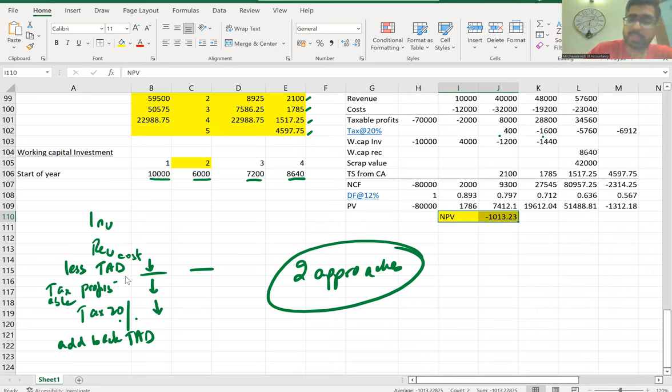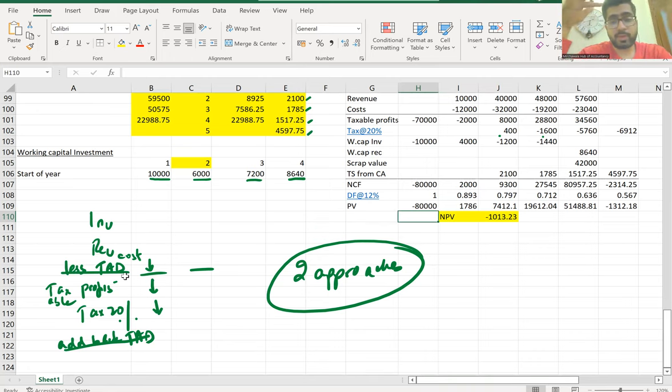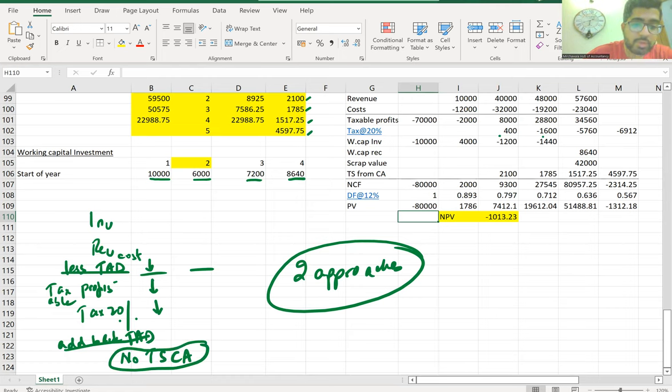But since depreciation is a non-cash item, it shouldn't come into NPV calculations. So to remove this impact, you add it back. But your objective was already achieved because tax fell. The tax benefit was there because once you deducted TAD, taxable profits went down and tax went down. And to remove the effect of TAD, you added back TAD. In this format, you don't show tax savings from capital allowances because you have already reduced tax.